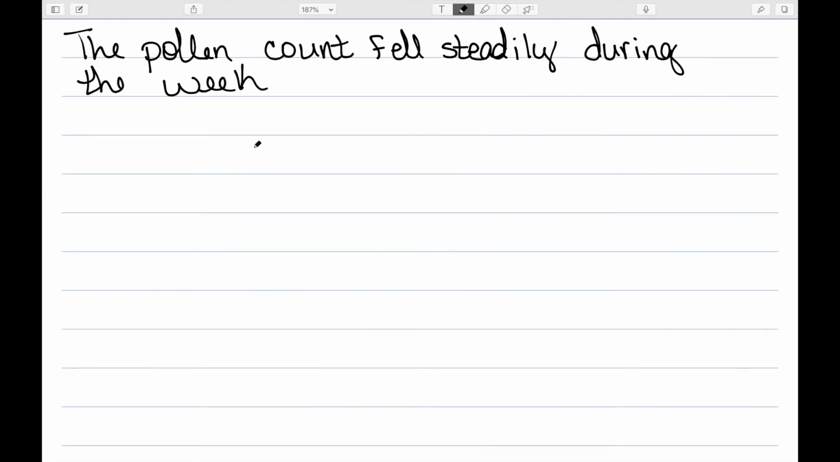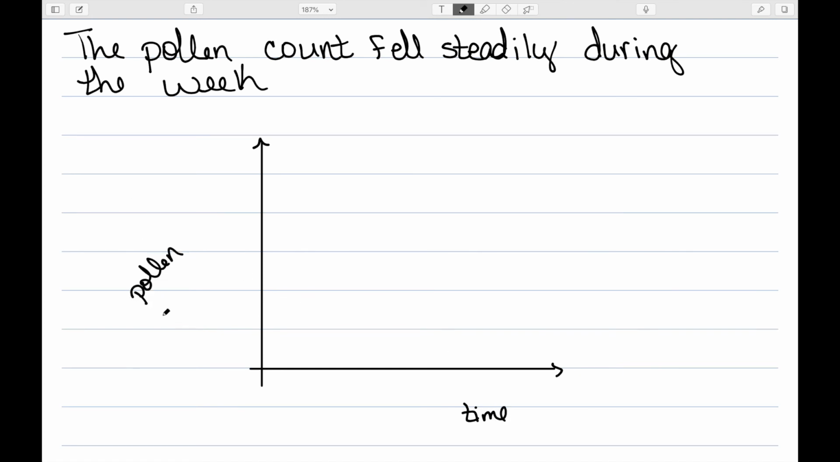This time, my situation says the pollen count fell steadily during the week. So once again, I'm going to graph, and I'm going to put time on the horizontal axis. The vertical axis will be pollen count. And this time it fell. So our graph should be going down, and it fell steadily, which means it should be going down at the same rate. So it should essentially be a line. The steepness of the line we don't really know. We don't know if it is a very sharp, steady drop or not. But this is one graph that would describe this situation.